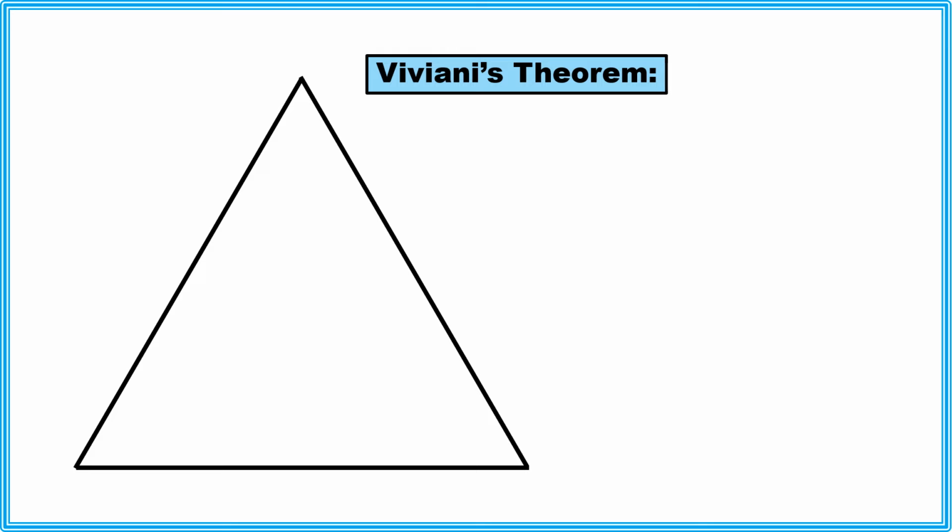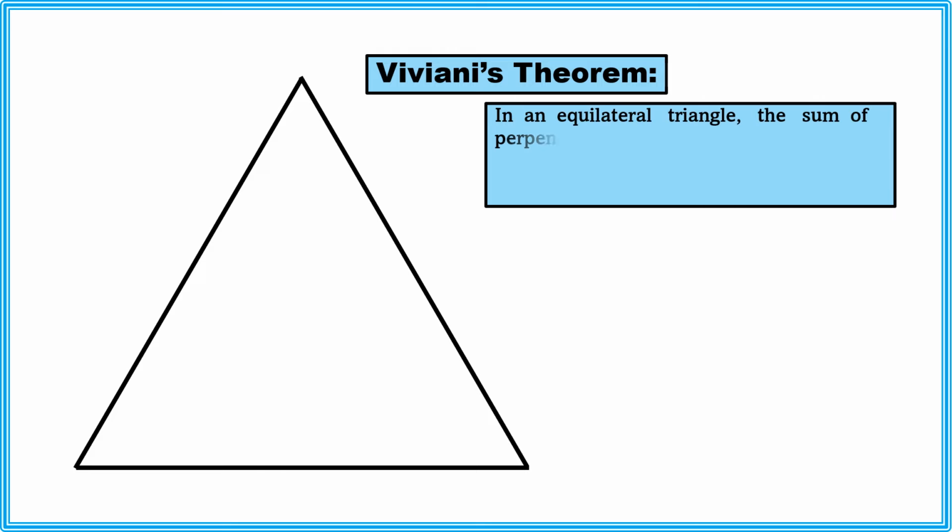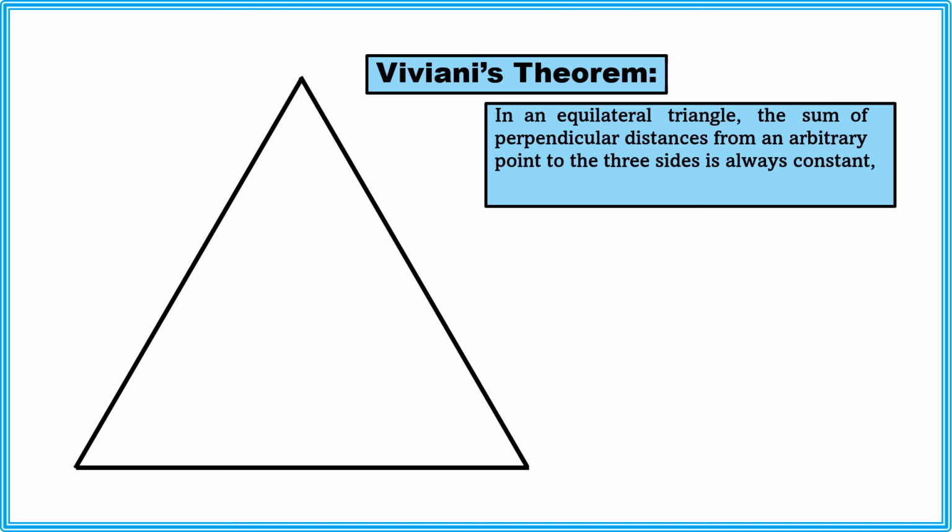Viviani's theorem states that in an equilateral triangle, the sum of perpendicular distances from an arbitrary point to the sides is always constant and is equal to the height of the triangle. Let us describe it geometrically.